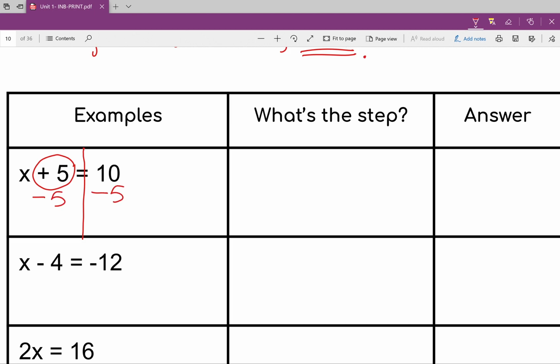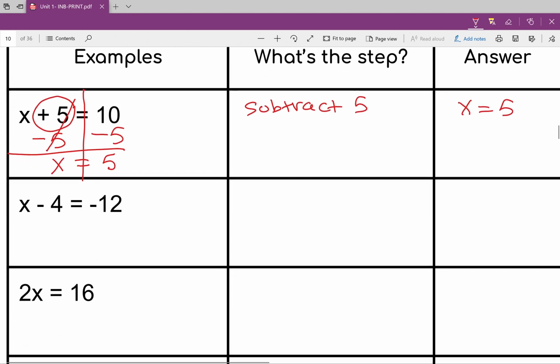When we do that, this cancels, and we are left with x equals 10 minus 5, which is 5. So my steps were to subtract 5 to have my answer of x equals 5. Okay, so let's look at example 2.